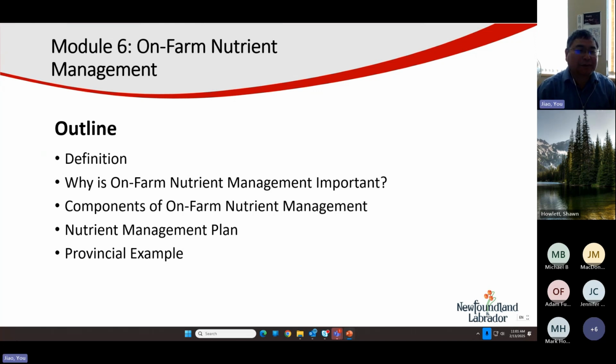In the outline, we will cover what nutrient management is, what on-farm nutrient management is, why on-farm nutrient management is important, the components of on-farm nutrient management, the nutrient management plan, and the plan ahead. We will also have some examples, some components across the province, and the situations.